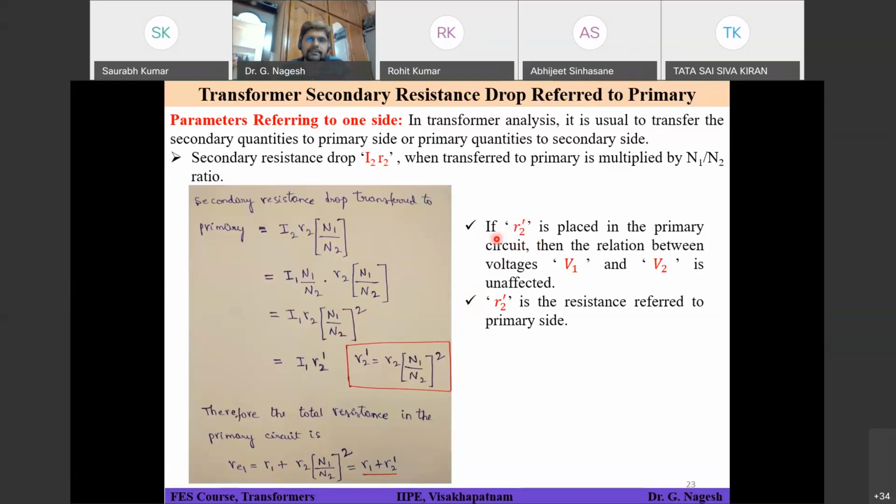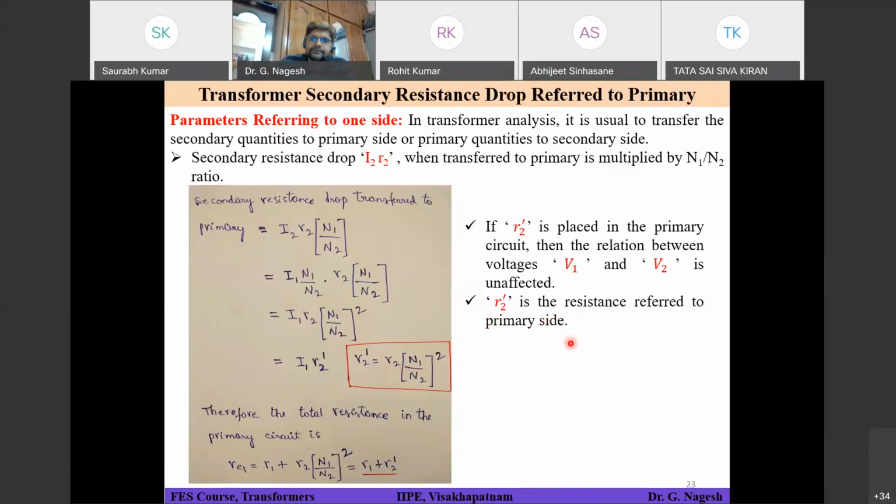Okay. Right. So if R2 dash is placed in the primary circuit, then the relation between the voltages V1 and V2 is unaffected. That means by transferring the resistance from secondary to primary using this conversion N1 by N2 whole square, you are not going to affect your circuit analysis. Nothing is going to change from the electrical point of view. And R2 dash is the resistance referred to the primary side. That means it is a secondary resistance referred to the primary side.